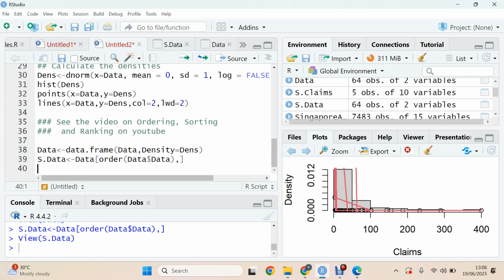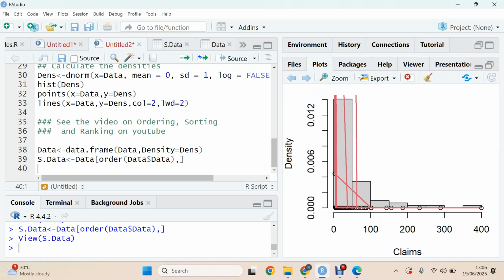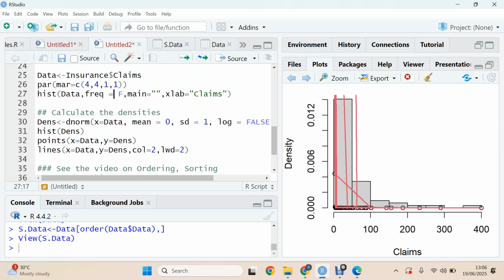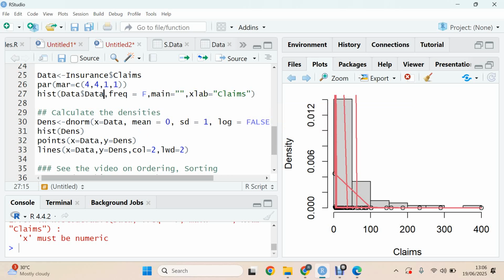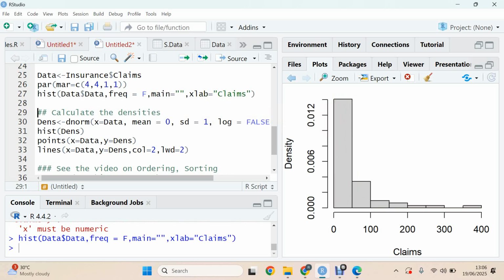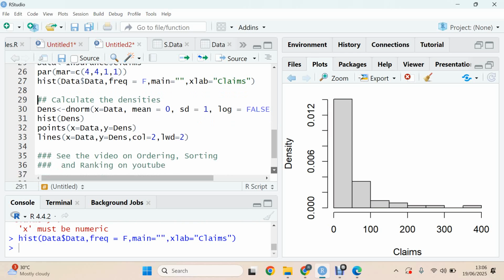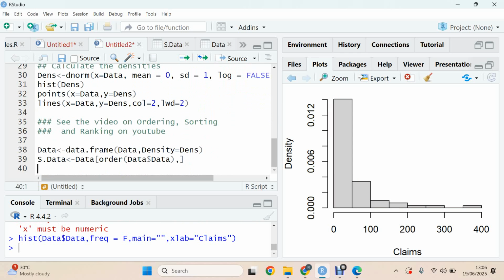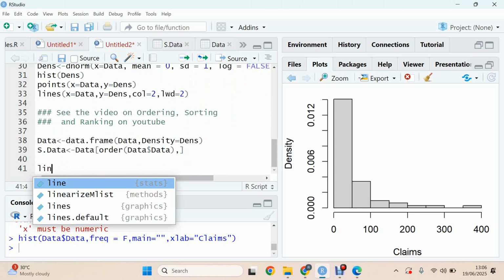I hope you are following. Of course, we'll get a video to it. So I need to first get this histogram done again. Now I have a problem because I should have named it differently. So there it is, this is our histogram, right? Now what I'm going to do is to use lines.